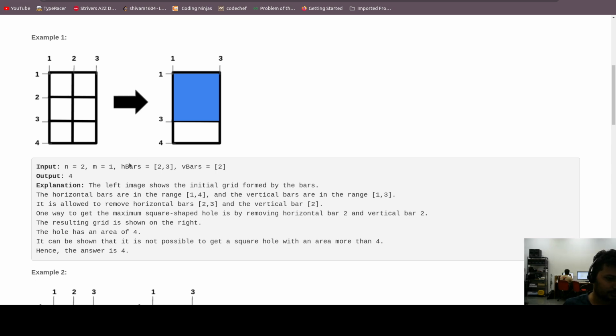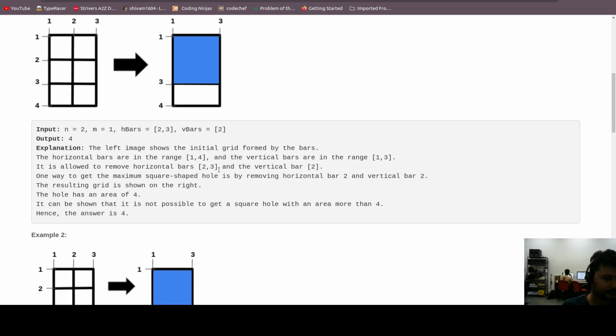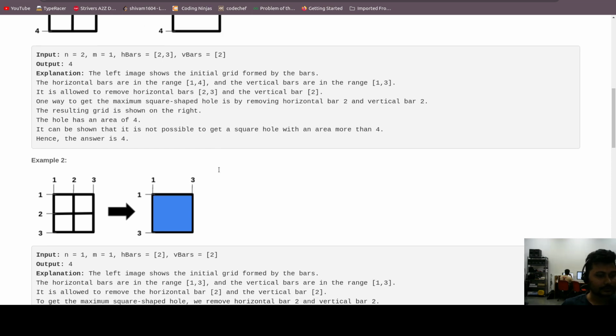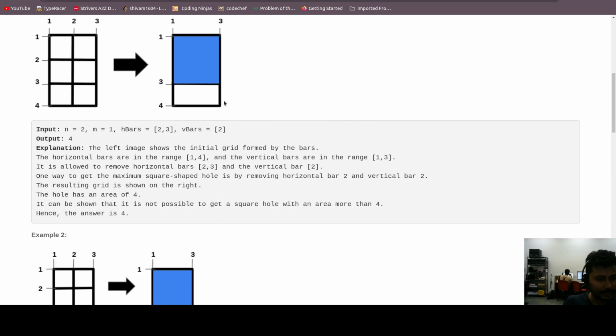So they will give you two arrays. One array will represent how many horizontal lines you can remove and their indexes, and one array will represent how many vertical lines you can remove and their indexes. The task is to find the maximum square area that you can generate by removing the horizontal lines and vertical lines. So you have to calculate the maximum vertical area and the maximum horizontal area that you can generate.